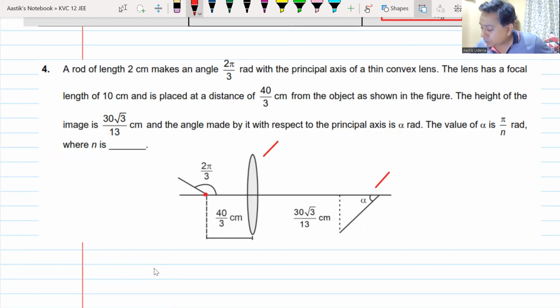This is one point. Yes or no? Let me call this point A. This will be the image A dash. Yes or no? Yes, sir. Sure. You can find out the position of this point.